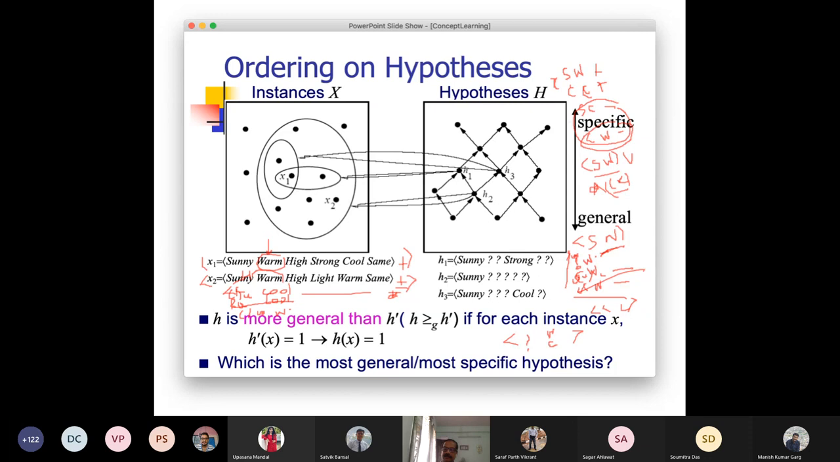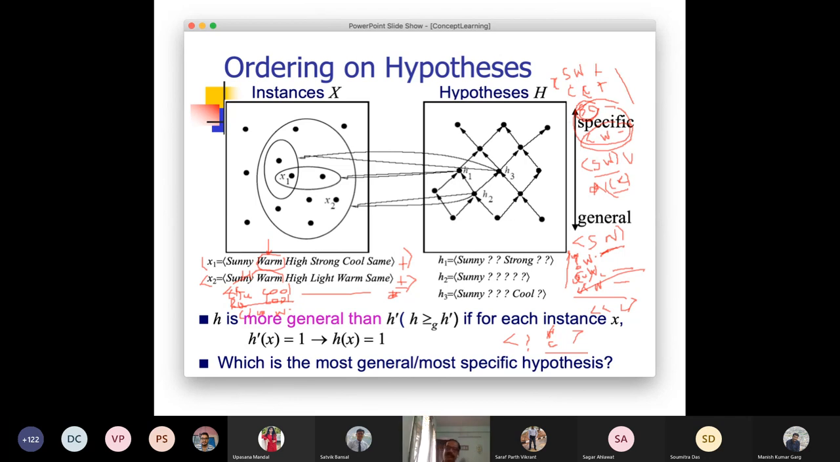Okay. And if I use this, sunny and cool, right? Sorry, if I use cool, then of course this becomes a contradiction. So with respect to this training data set, we do not have any particular hypothesis here.